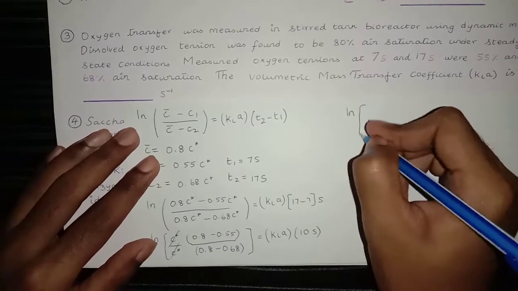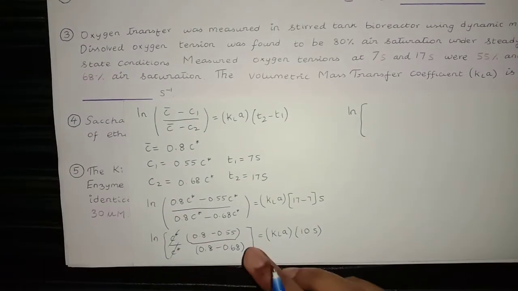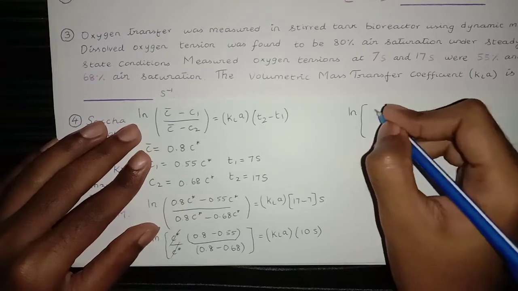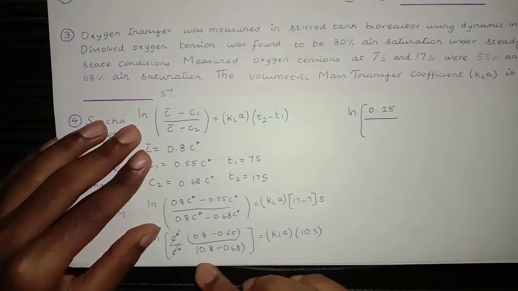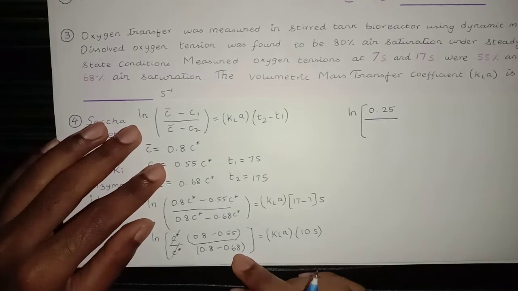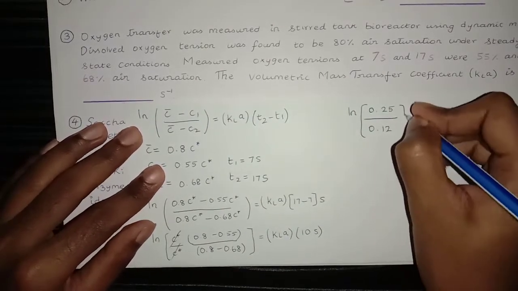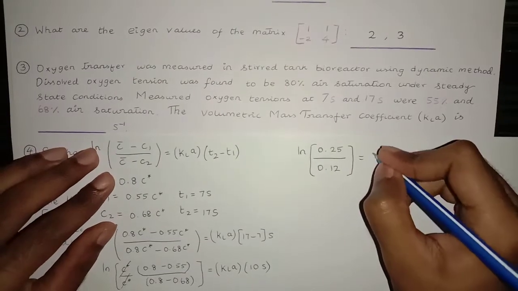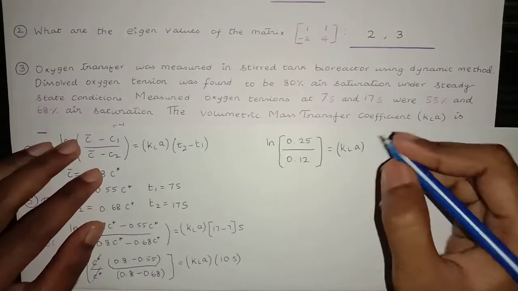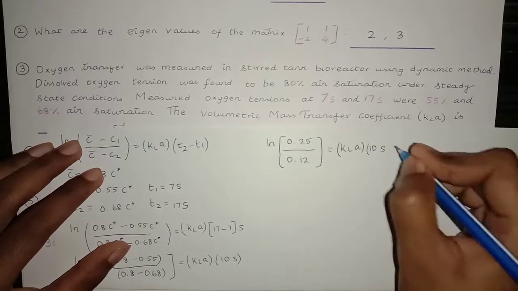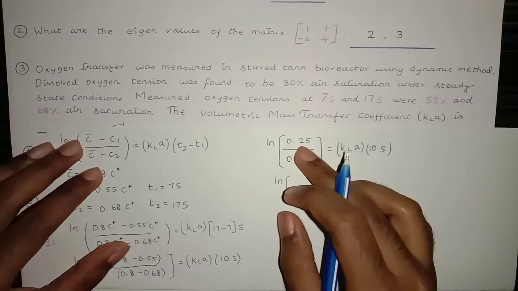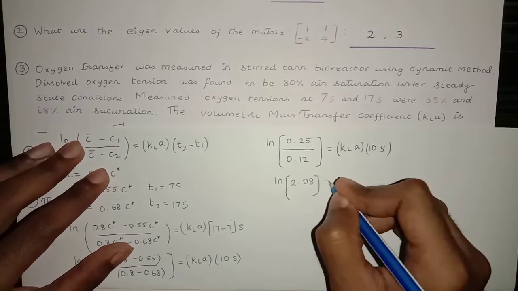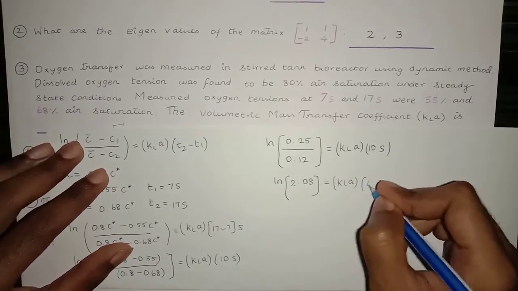Therefore ln of 0.8 minus 0.55, 0.25, divided by 0.8 minus 0.68, 0.12, is equal to KLA times 10 seconds. 0.25 by 0.12, 2.08, is equal to KLA times 10 seconds.